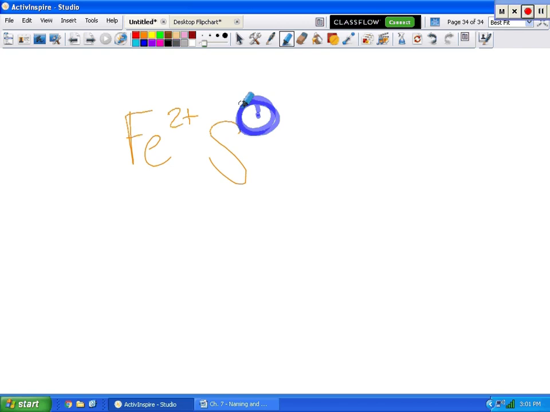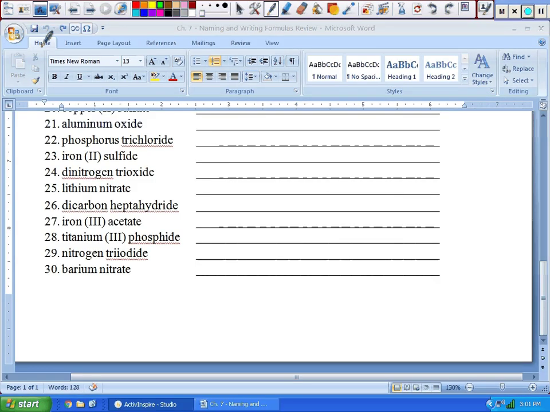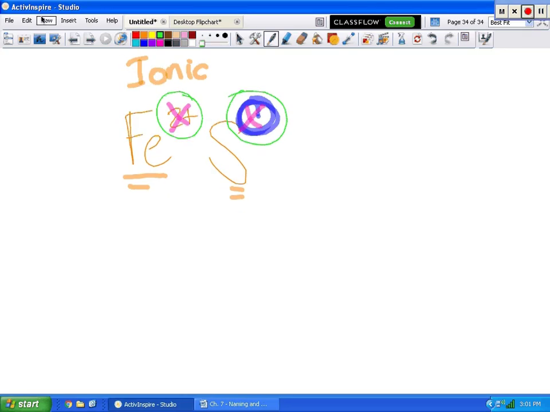Now, if it's covalent, you don't have to worry about these because they'll have prefixes, right? Just name what you see. But if it's an ionic bond, do you agree that iron is a metal? Do you agree that sulfur is a non-metal? That means it's ionic, which means it has to have a charge here and a charge here. How did I know that this was iron 2? It had that Roman numeral right there. It told me that. Now, the reason I know that sulfide was a negative 2 was because it's in group 16. And all group 16s are negative 2.